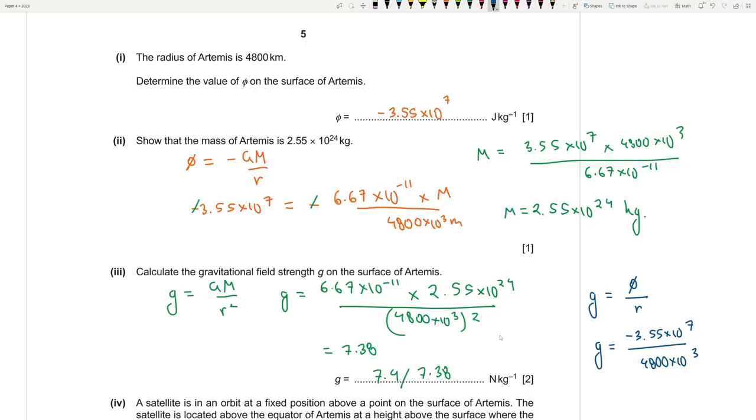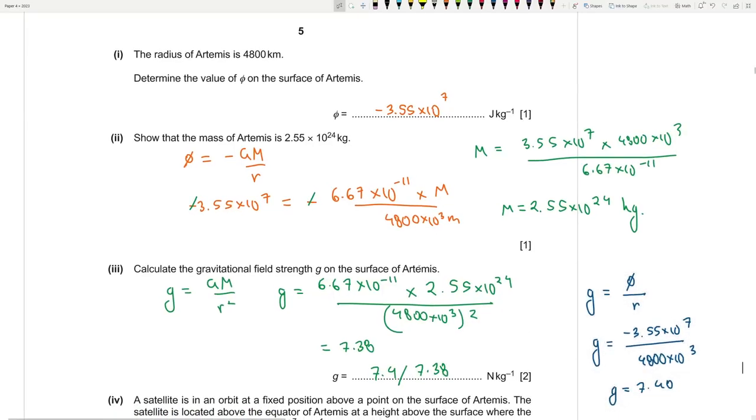Let's do this. We get a value of 7.395, or this is basically 7.40. We got 7.40 rather than 7.38 because the accurate value was used rather than the rounded up value of 2.55. If you use the raw value from the calculator, you would be getting 7.40. Anything works, honestly, since they wrote a minimum of 2 significant figures.